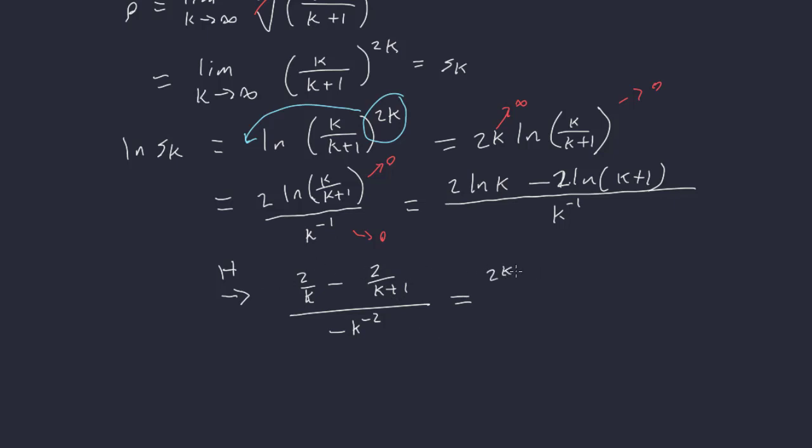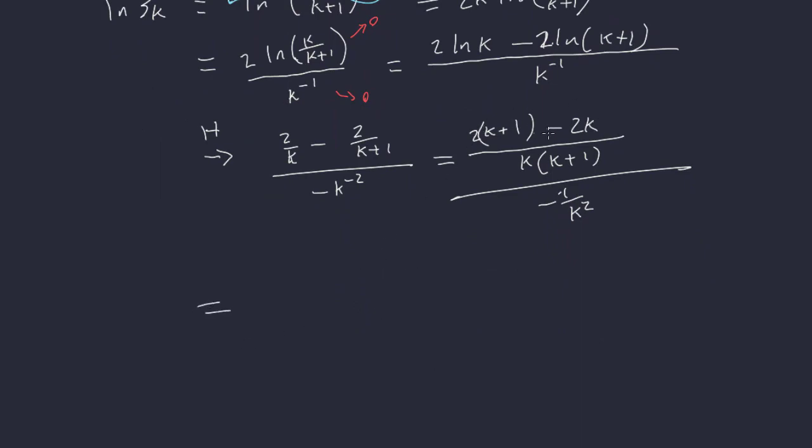Right, so this will be 2k plus 2. Actually, let me write it like this. 2 times k plus 1 minus 2 times k all over, and this is negative 1 over k squared. Sorry, I messed this up. 2 times k plus 1 minus 2k, all over k times k plus 1. There we go. Then all over negative 1 over k squared. And now I'm going to simplify this and invert and multiply.